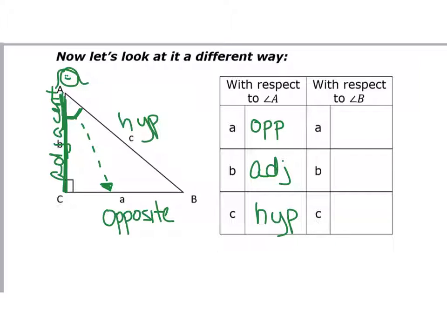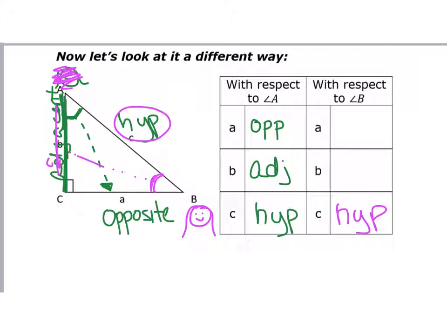All of this changes if I move and I'm no longer standing at angle A. Now I'm standing over here at angle B. My hypotenuse is still in the same place. That never moves. Your hypotenuse is your hypotenuse. So c is still my hypotenuse. But the side that's opposite has now moved. If I'm at this angle and I go across the triangle, what's my opposite now? b. So now this is opposite. And my adjacent side, the one I'm touching when I'm standing at angle B, is now a.